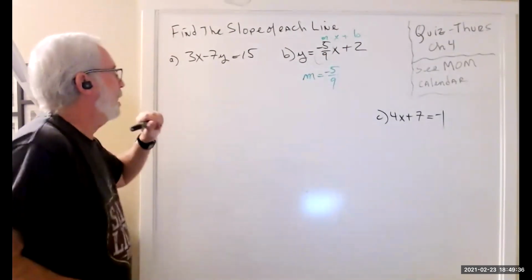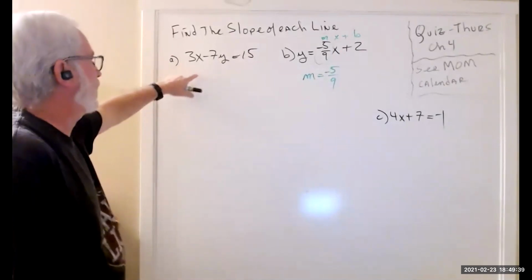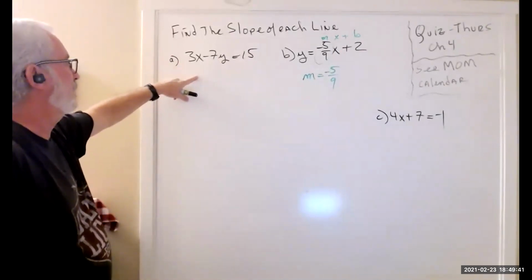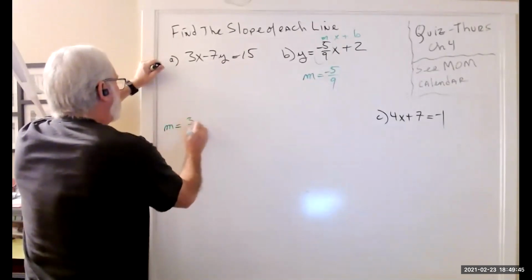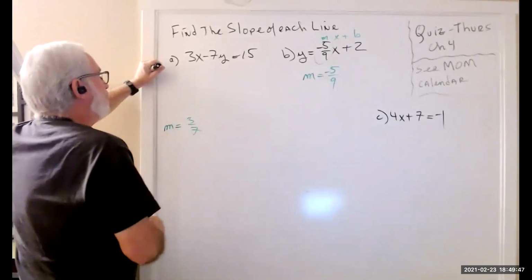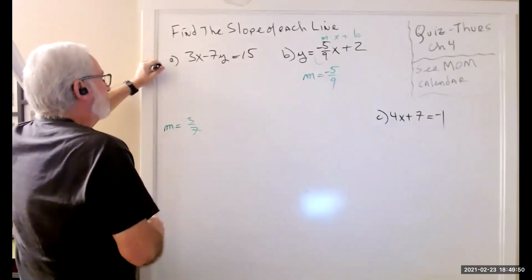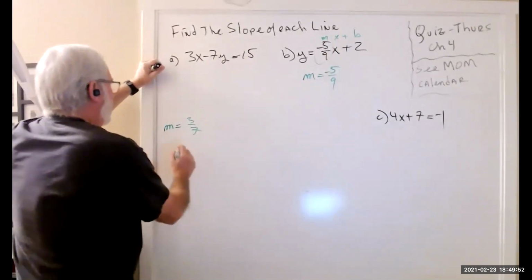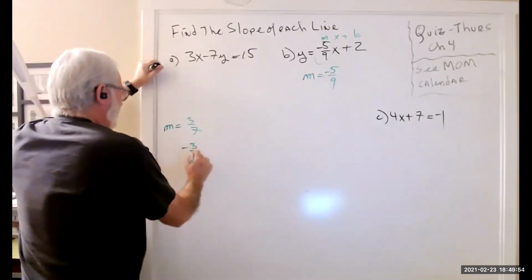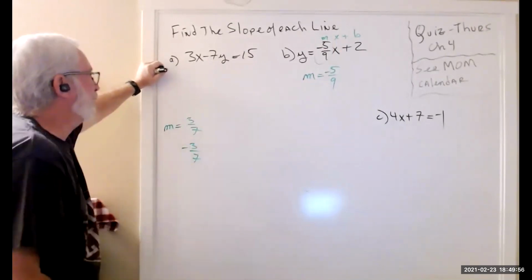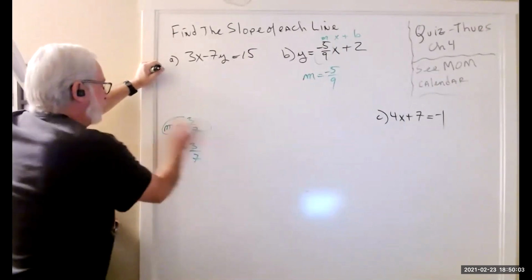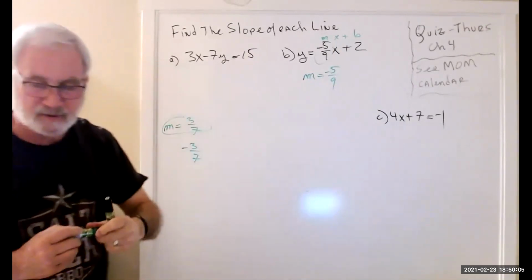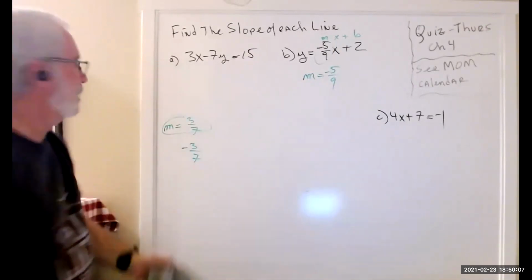Okay. Anybody want to guess at this one? What'd you get? Is it 3/7? Anybody get a different answer? So we get negative 3/7, positive 3/7. Okay, I think it's that one. Yeah, positive 3/7 too.